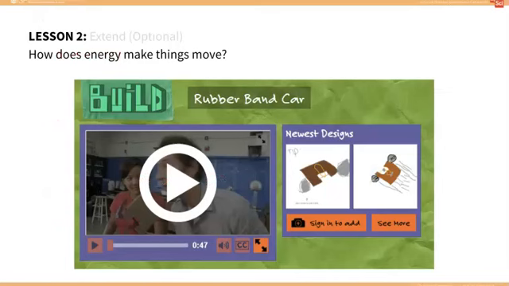In the optional Extend activity, have your students build a rubber band car similar to the car that they were working with during this lesson. Have your students create their own car that is powered by a rubber band. As they create this model vehicle, have them demonstrate their understanding of the flow of energy by identifying inputs and outputs and tracing the flow of energy in the system.